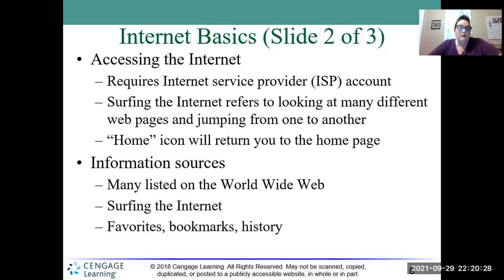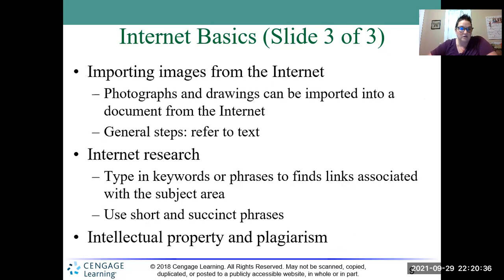And then information sources, there's tons listed, of course, as we know. We can surf the internet, we can create favorites, bookmarks, and even a history. We can import photographs and drawings into documents from the internet. There are steps in the textbook you can refer to. If you need to do internet research, just type in the keywords or phrases associated with your topic. You can use shorter or longer phrases. But you have to be very aware of intellectual property and plagiarism if you're using it for a presentation.